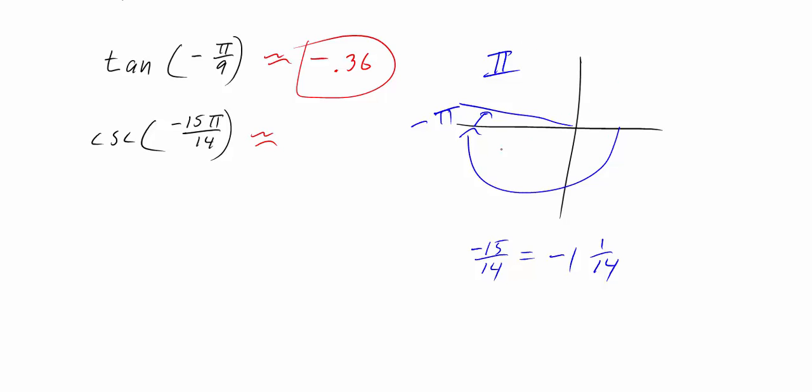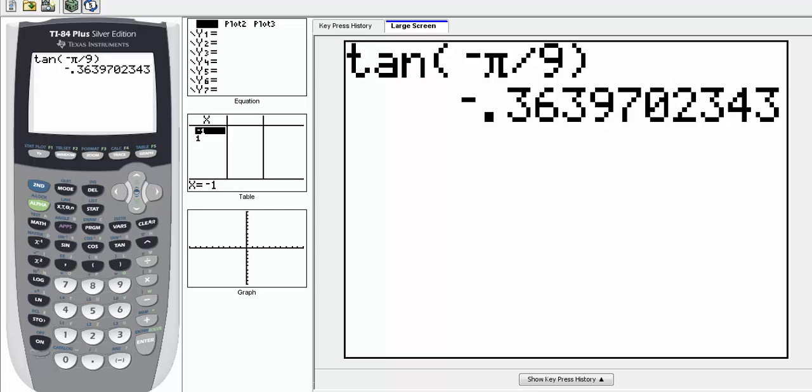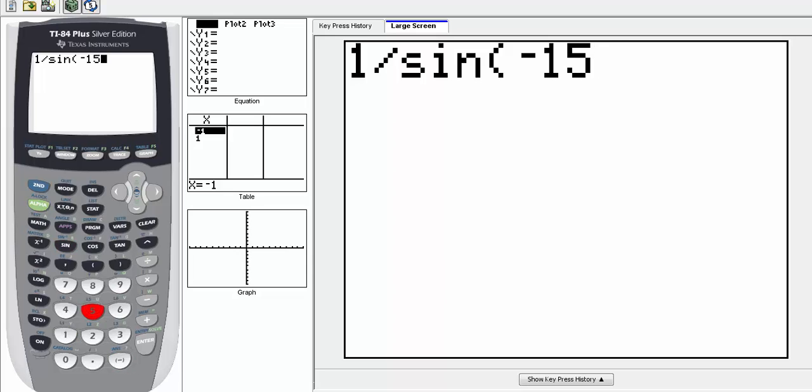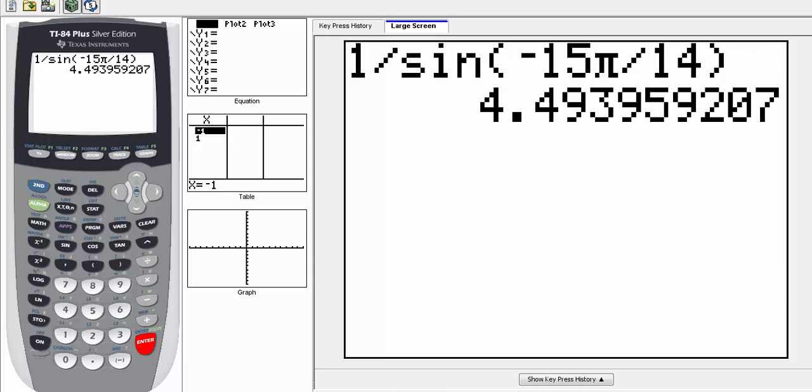Now you don't necessarily have to do this, but I think it's a good idea to have an idea of where this angle is located. So we want to take the cosecant of negative 15 pi over 14. So which trig function do we use for the cosecant? Well, that means we're going to have to use the sine. So that's 1 divided by the sine of a negative 15 pi divided by 14. Close the parentheses. And if we hit enter, we get 4.49.